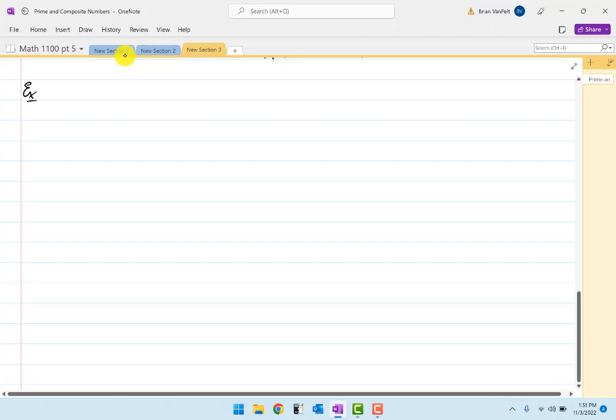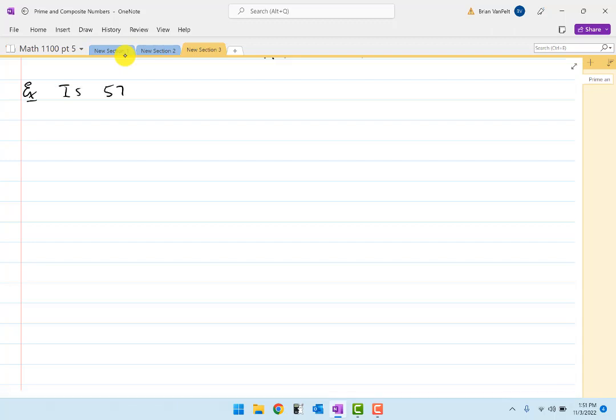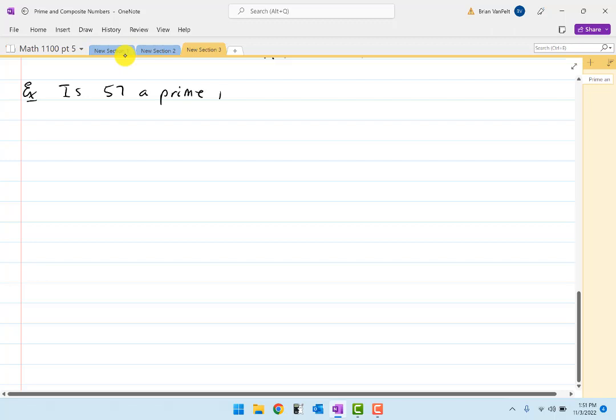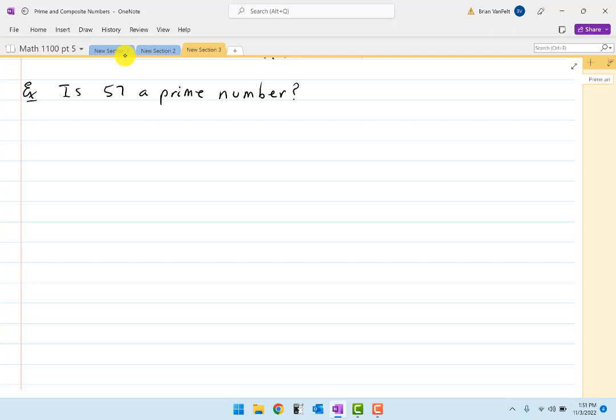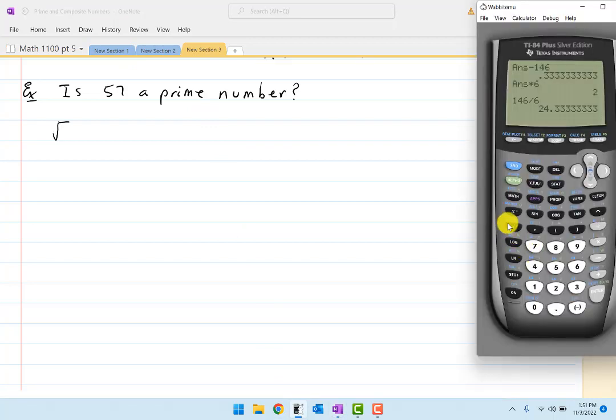So as an example, let's check one. Is 57 a prime number? Now, your calculators are supposed to be scientific calculators. So I know that on there somewhere is something called a square root. For 57, let me come to my calculator. I have an x squared button. If I go right above that, hit second, I get a square root sign. I'm going to type 57 and then hit enter. So the square root of 57 is about 7.5.